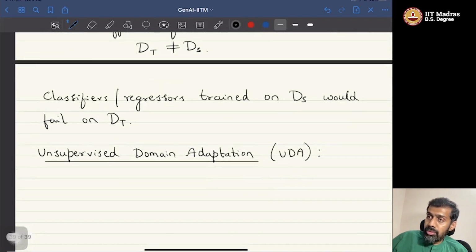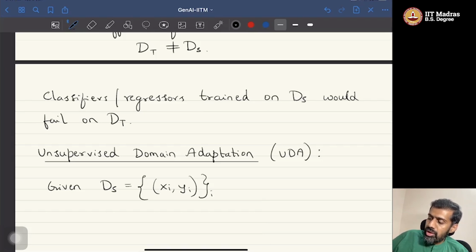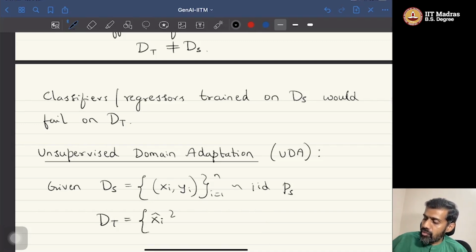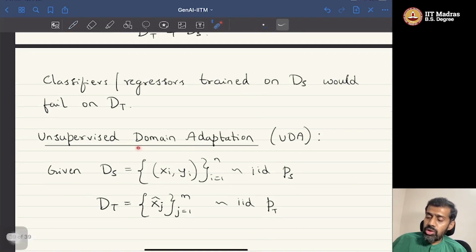UDA. So here the problem setup is the following: we are given the source data, which is the same as the one that we just described. We have xi comma yi that have been sampled from a source distribution, and we are also given samples from the target distribution. Let's call them xj cap, j is 1 to m. This is sampled IID from a target distribution Pt. Please note that the problem setting in unsupervised domain adaptation is that we have access to source data, where we have the source images and the corresponding labels. But from the target data, we only have access to the raw data without the labels. So this is the setup for unsupervised domain adaptation.